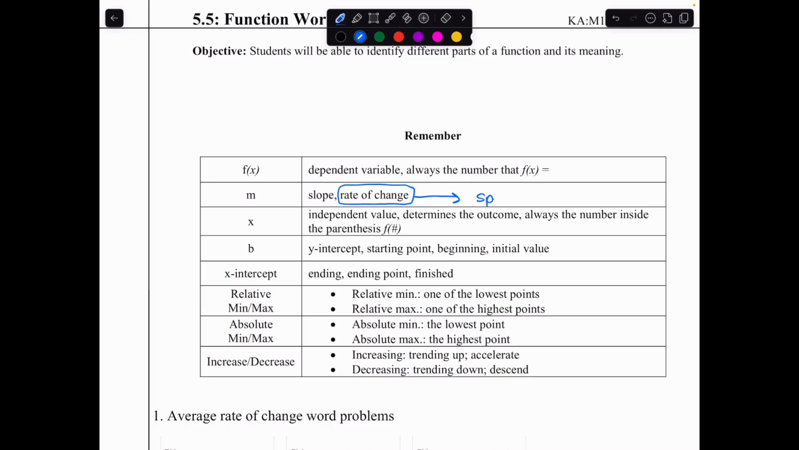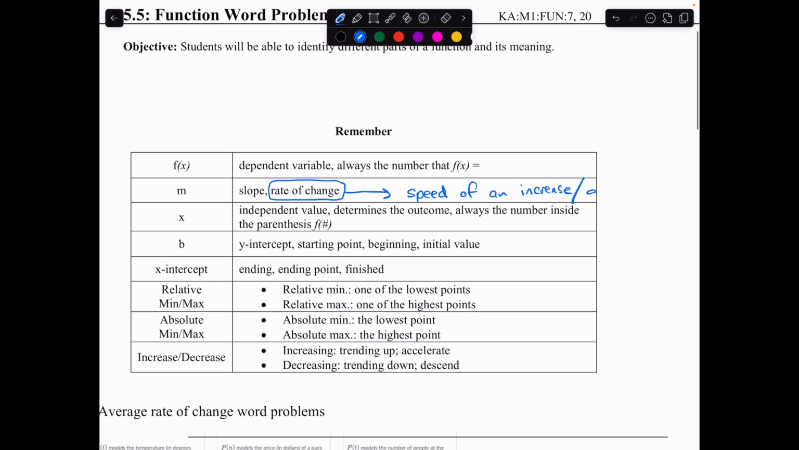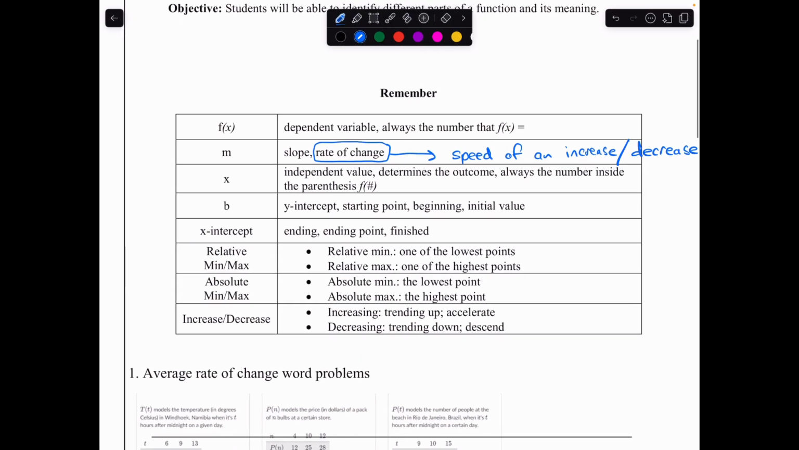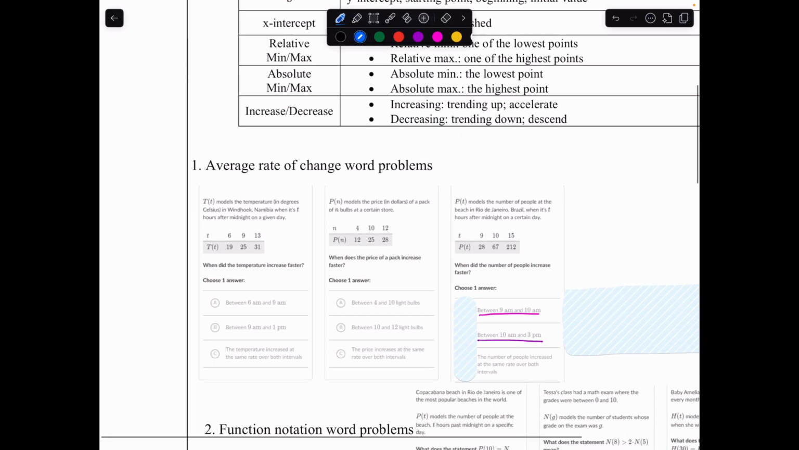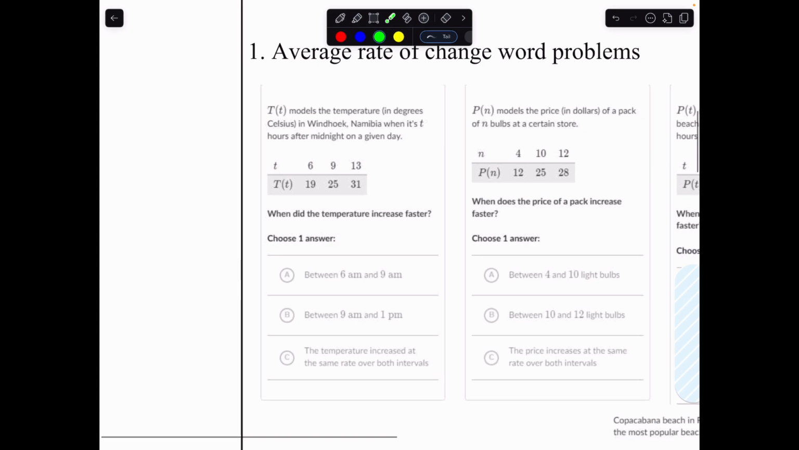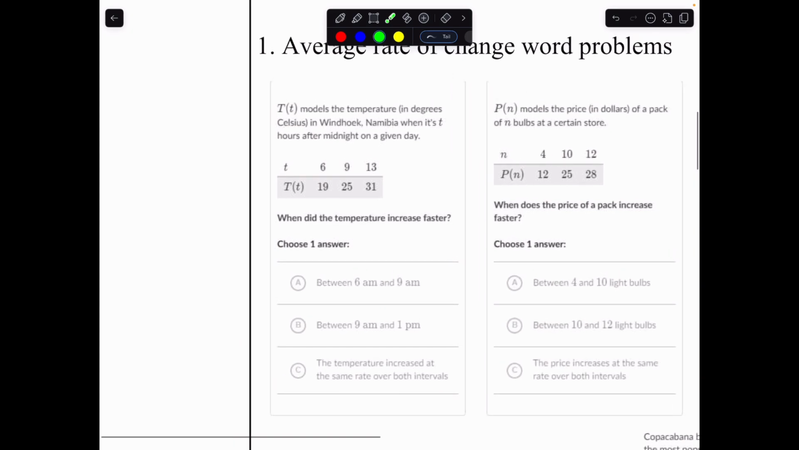This is a speed of an increase or decrease. In fact, we see that in the first example. We'll have some average rate of change word problems, just like this one. I know it was printed a little bit small, so just bear with me right where you can.